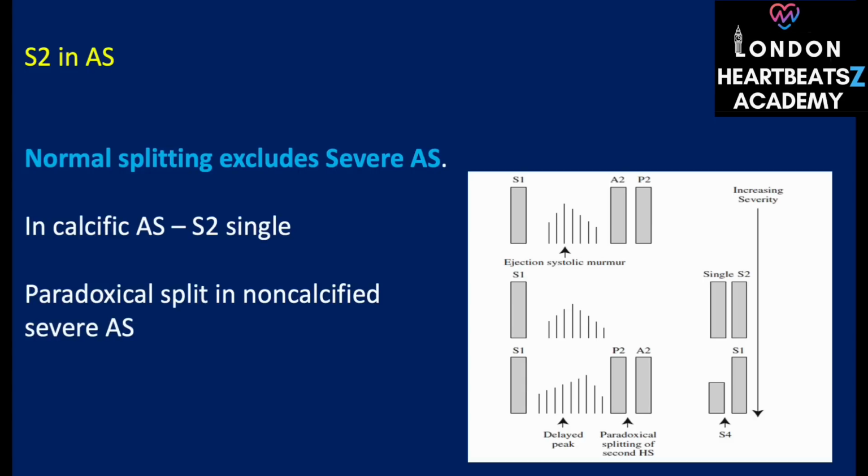In mild to moderate aortic stenosis, the splitting of S2 is usually normal. But when the stenosis is severe, that splitting may be narrowed or even paradoxical, where the pulmonary valve closes before the aortic valve. Interesting. This happens because that narrowed aortic valve increases the pressure in the left ventricle, delaying the closure of the aortic valve. It's amazing how all these little clues fit together.